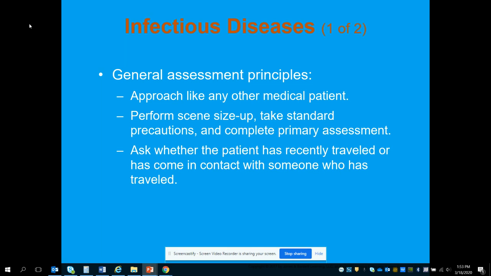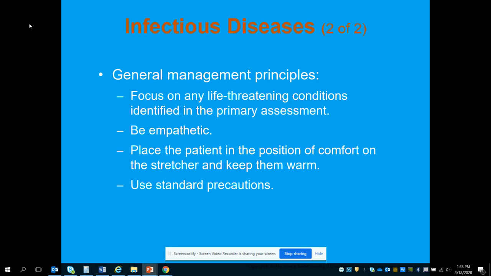Looking at infectious disease really quickly, we're going to approach these patients like any other medical patient, but we do want to take some additional standard precautions, asking them if they've traveled or come into contact with someone who has traveled, especially outside of the United States. If it's something that could be contagious, we're trying to focus on any life-threatening conditions, identifying the primary assessment again before we move on with the remainder of the assessment.